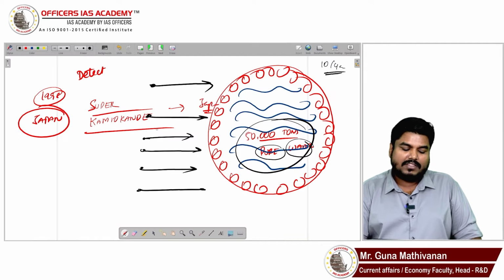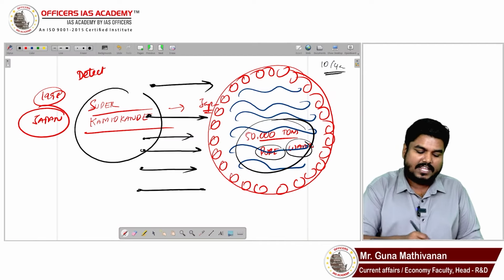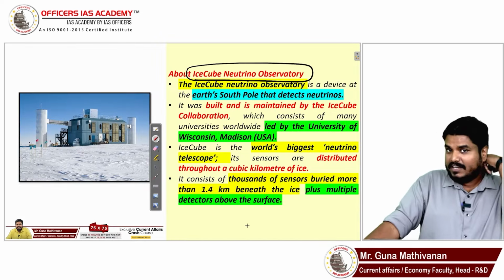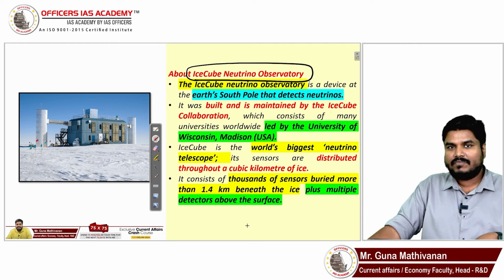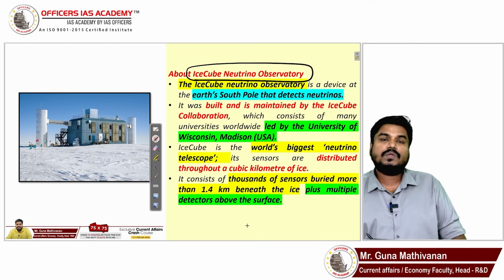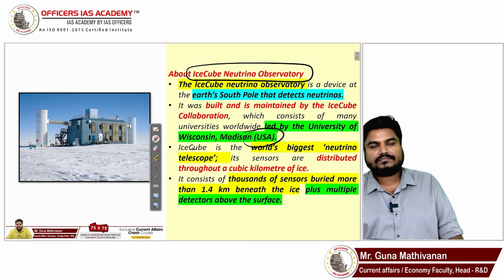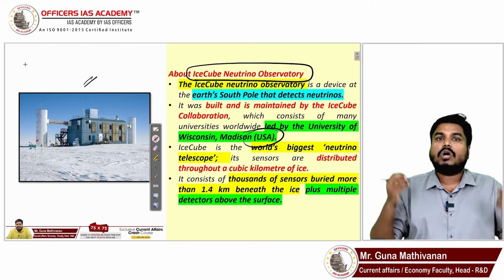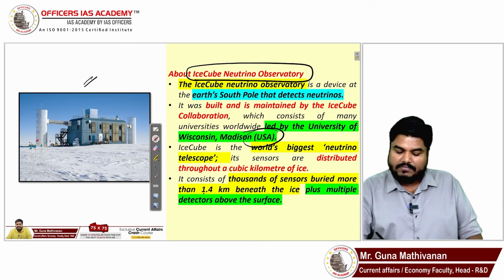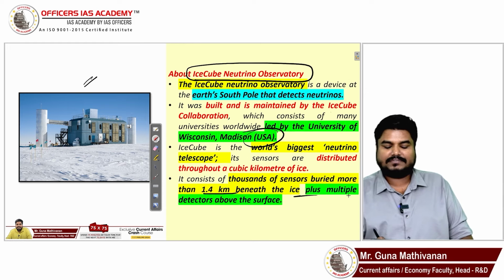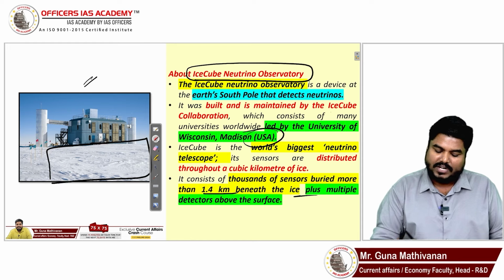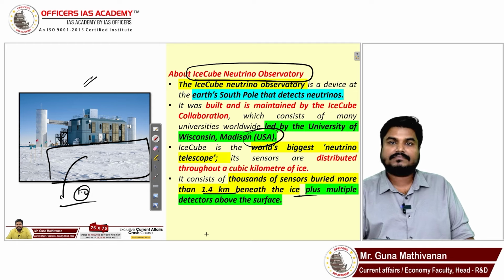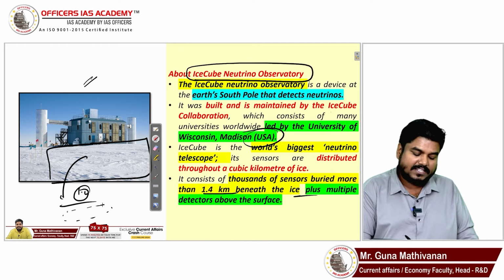Now, I explained about the Super Kamiokande Observatory in Japan. Now, the news is about the Ice Cube Neutrino Observatory. This Ice Cube Observatory is in Antarctica. It's an initiative of various universities led by a US university. They have an observatory in this Antarctic region where thousands of sensors are kept 1.4 kilometers beneath the ice. This Antarctic region has solid ice.